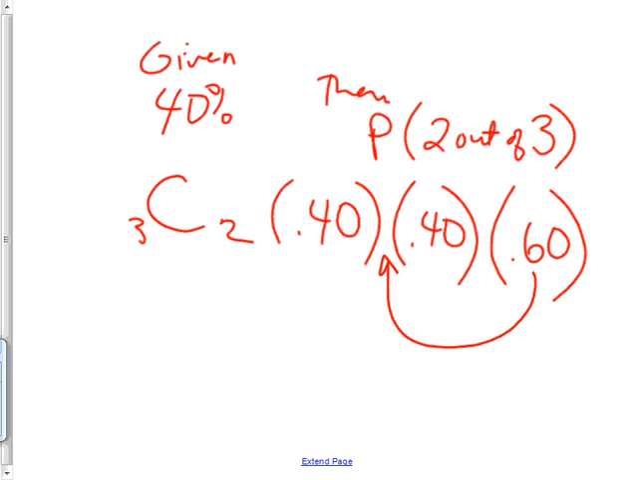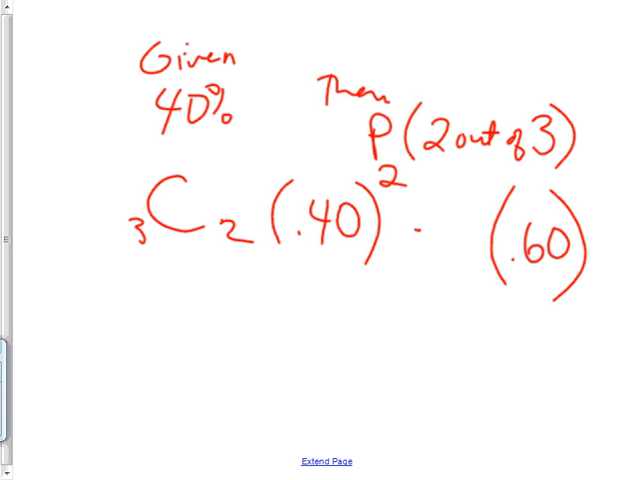So guess what we do? We simplify it down and say 40%, 2 of those. Do you get how putting it to the second power means the same thing as 40 times 40? Times 60%, and there's only 1 of those. And these things also balance.